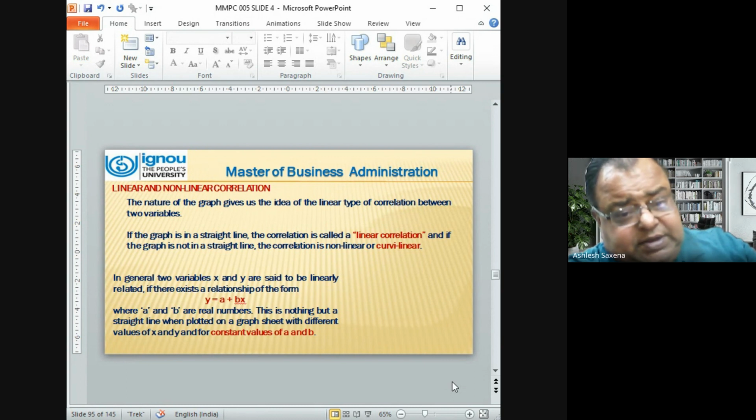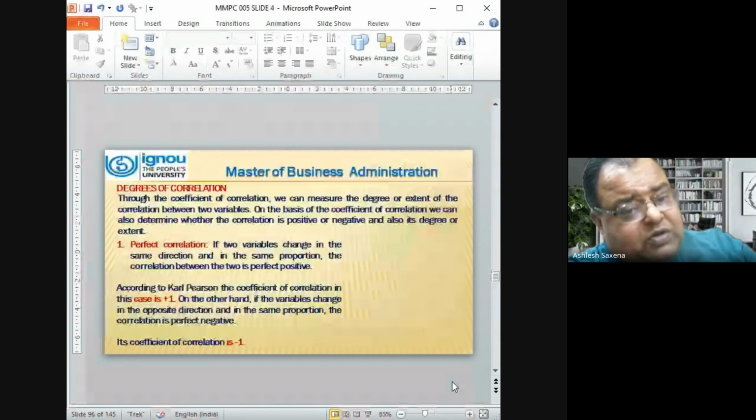This is nothing but a straight line when plotted on a graph sheet with different values of x and y, or constant value of a and b. We will see it numerically.